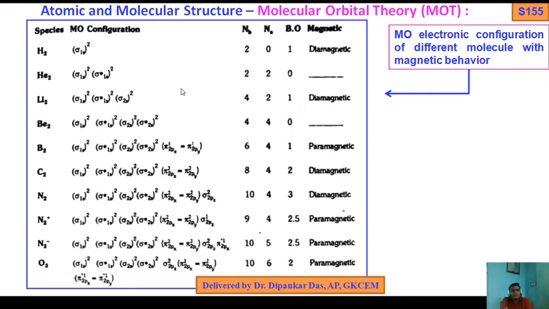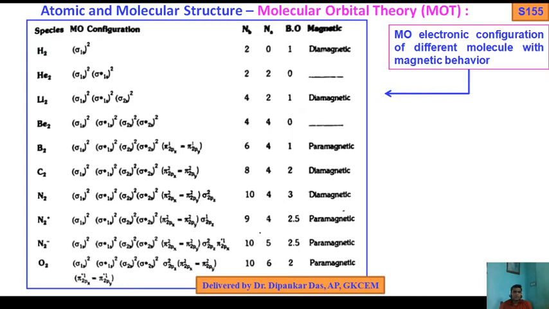Similarly B2: sigma 1s2, sigma star 1s2, sigma 2s2, sigma star 2s2, and pi 2px1 equivalent to pi 2py1. B2 is 5 plus 5, that is 10 electrons: 2 plus 2 is 4, 6, 8, 1 plus 1, that is 10. So 6 minus 4, 2 by 2, that is 1. So the bond order is 1. It is also paramagnetic. Why? Because it possesses 2 unpaired electrons. If you find out the mu, then you get the magnetic moment.